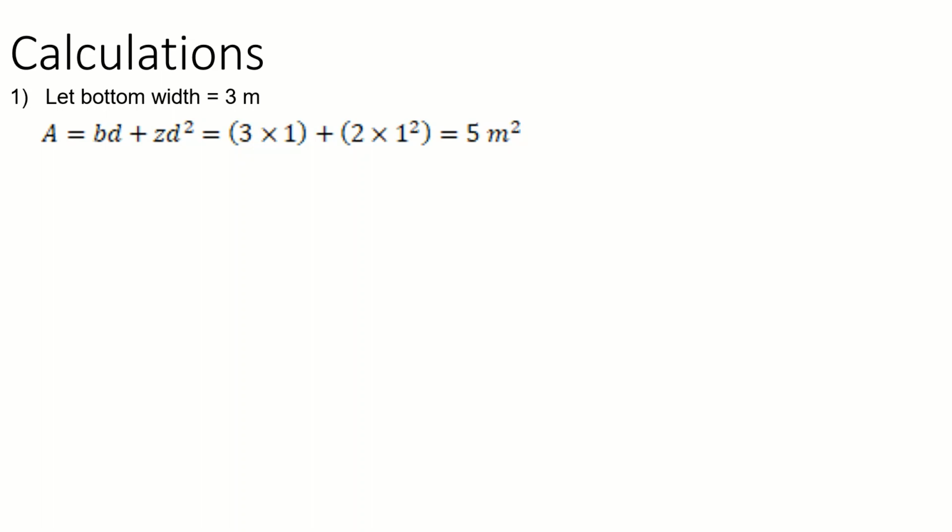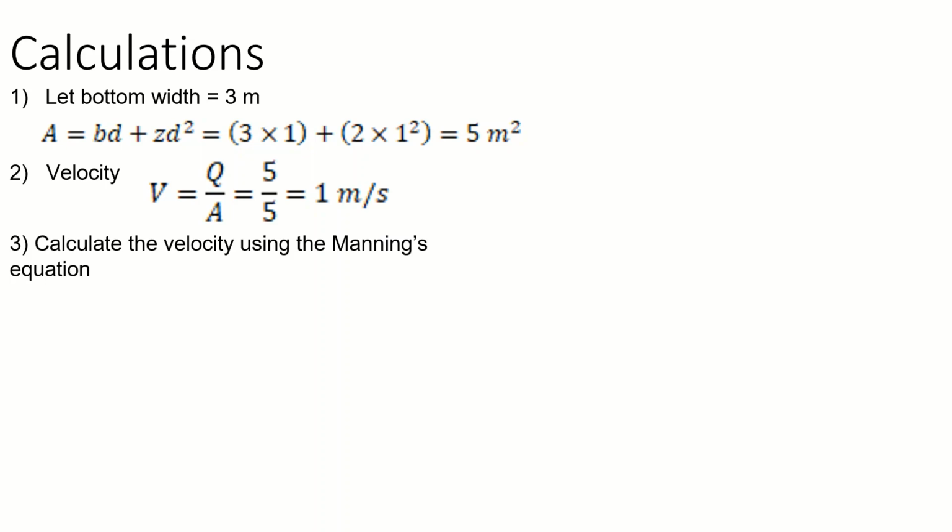Now substitute this in the velocity equation. Q equal to AV, therefore V will be equal to Q by A. So V is equal to Q, which is 5 meter cube, divided by area, which is 5 meter square. Very convenient. So 5 by 5 is 1. So velocity is just 1 meter per second. It seems to be a safe velocity, but steps are still remaining.